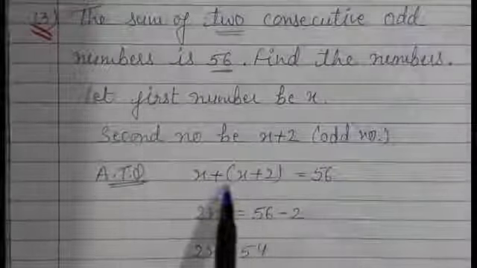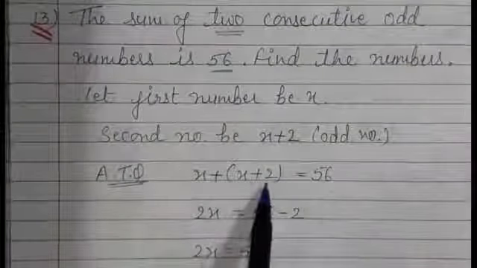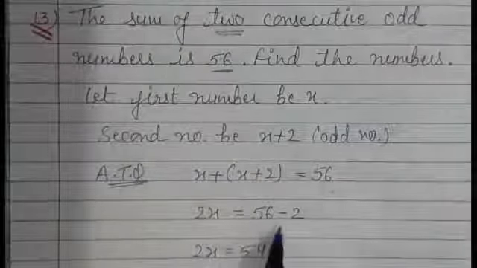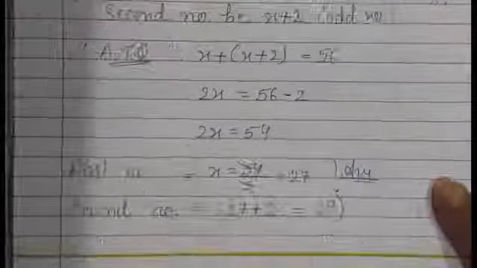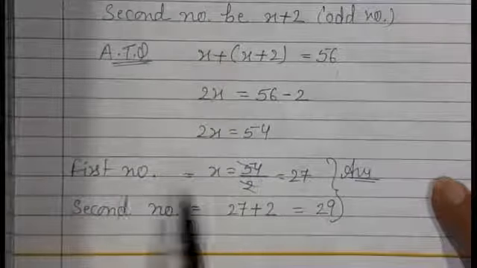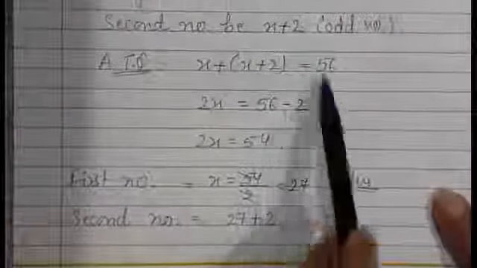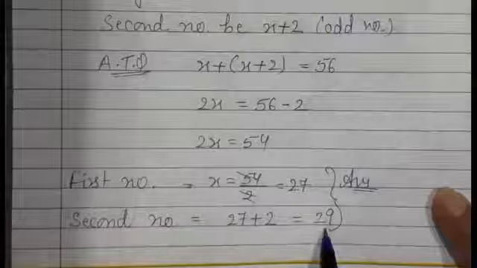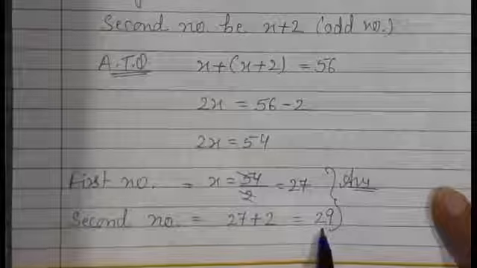Now open the bracket. When we add, x plus x will be 2x. 2x is equal to, transposing 2 from the left hand side to the right hand side, we have to subtract. So 56 minus 2 will be 54. 2x is equal to 54. Then x is equal to 54 by 2, that is 27. The first number will be 27. Then what about the other number? The other number will be x plus 2. So that means 27 plus 2 is 29. Right? So the two consecutive odd numbers will be 27 and 29.